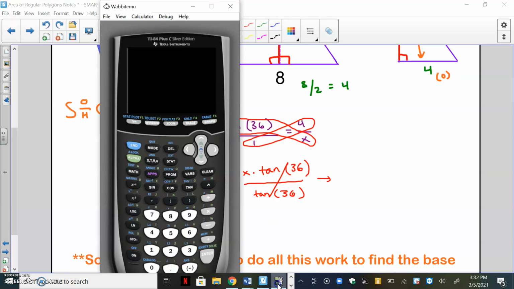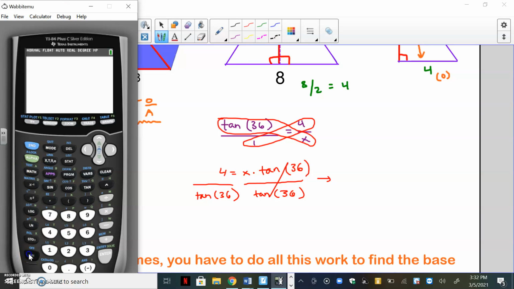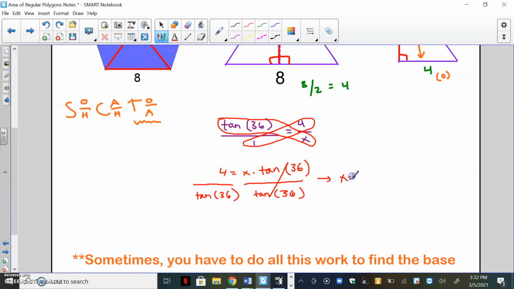So let's go ahead and pull up our calculator. Turn it on. 4 divided by tan 36. All right, 5.51 will work. All right, and this is the height of my triangle.